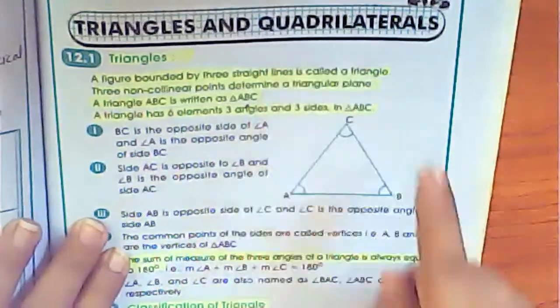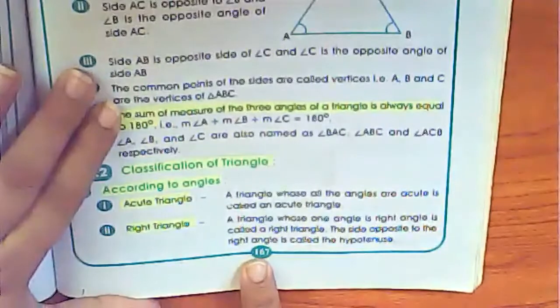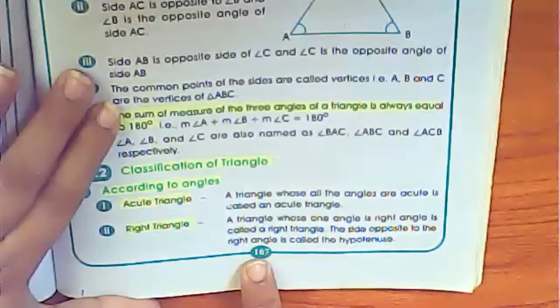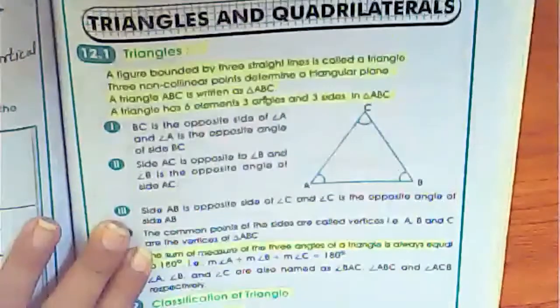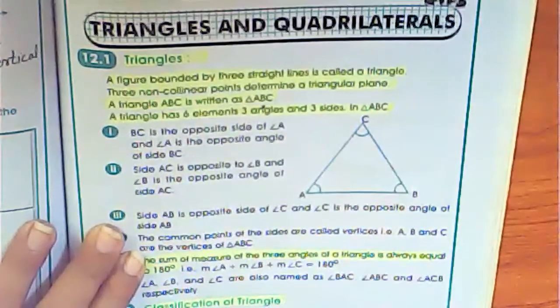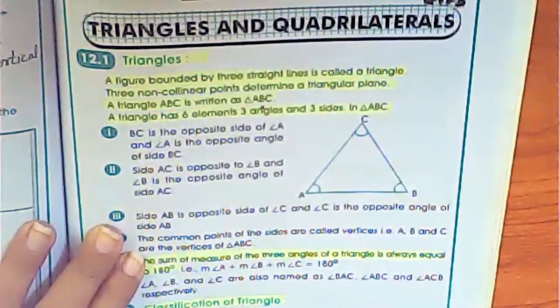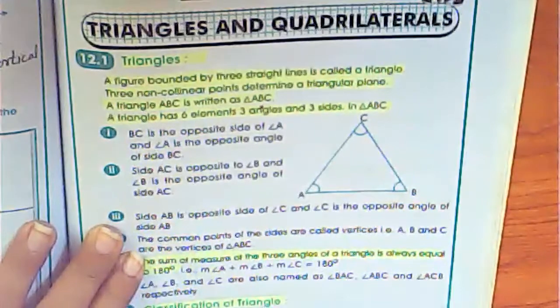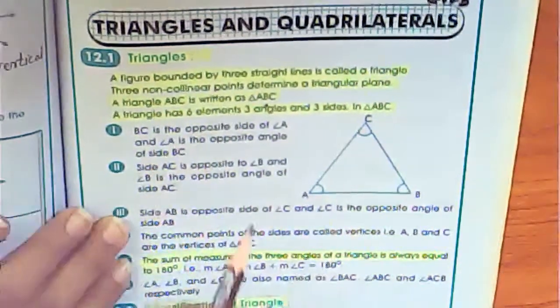Now next is this one: triangles and quadrilaterals, page number 167. Page number 167, chapter number 12, triangles and quadrilaterals. Very important. Number one, a figure.